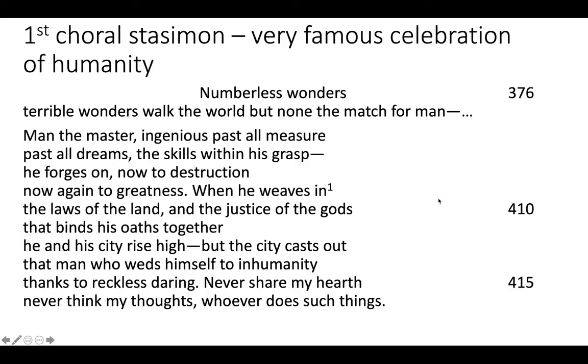One other thing to mention here is they say the city casts out the man who weds himself to inhumanity. Talking about casting out people from the city is interesting in this play because remember that Oedipus has been cast out from the city. Perhaps we could think of Polynices being cast out of the city, potentially. There's the threat of Antigone being cast out from the city. This is very much a play about who's in the city and who's out.